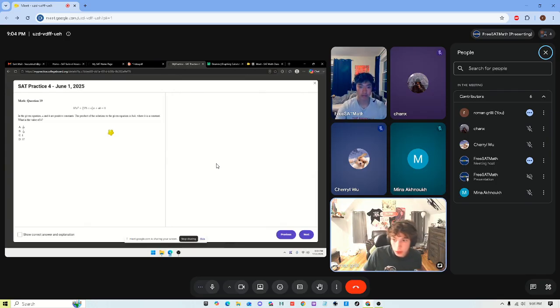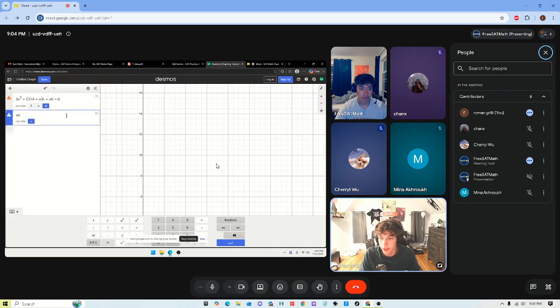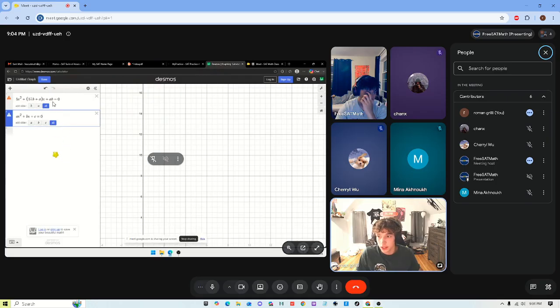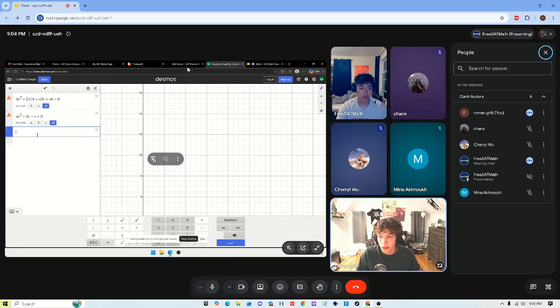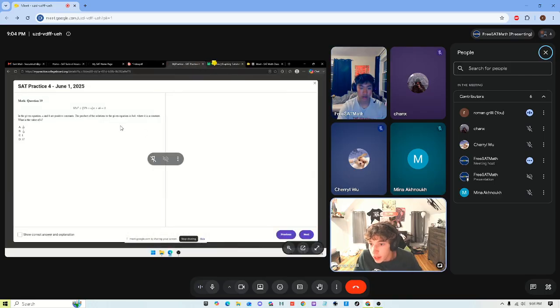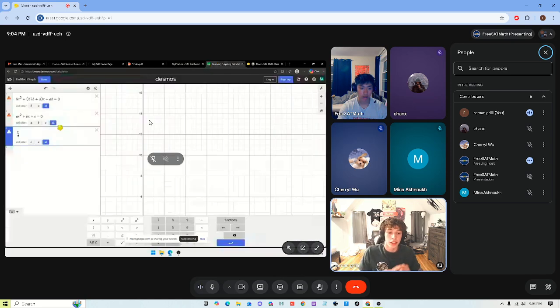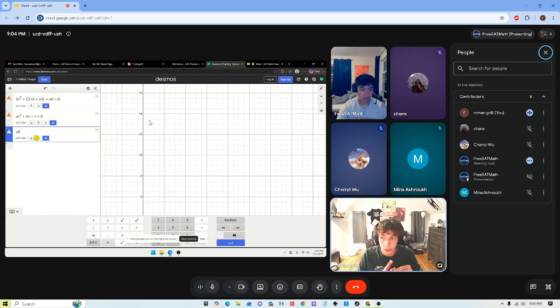So as we can see, we're looking for the product of solutions, so it's C over A. So AB is equal to C in this case because it's our constant, and then A is 5. So AB over 5 equals KAB. In this case, since we have constants and not x and y, we'll use a tilde so Desmos knows it's a regression. AB over 5 equals KAB.